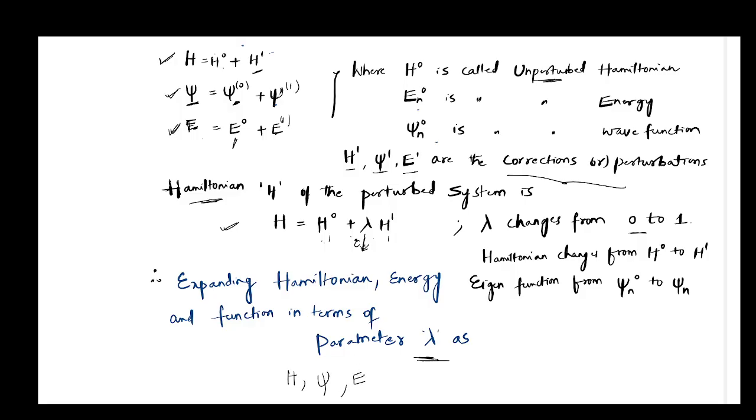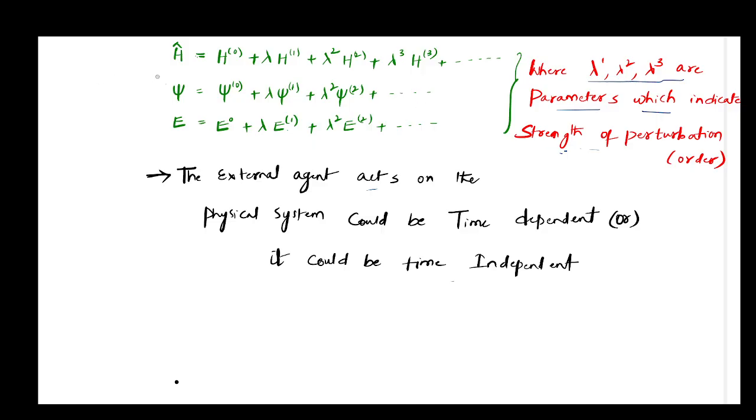Let us see the expansion here. We can expand the system like this. H is equal to H naught plus lambda H1 plus lambda square H2 plus lambda cube H3, and psi is equal to psi naught plus lambda psi1 plus lambda square psi2, and so on. E is equal to E naught plus lambda E1 plus lambda square E2, and so on. So here we have lambda, lambda square, lambda cube.